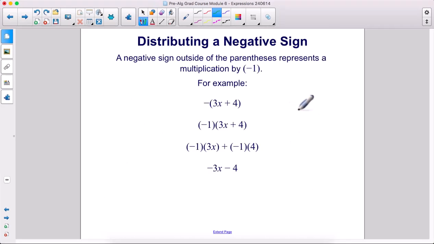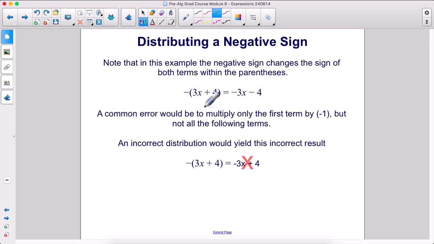Distributing a negative sign. A negative sign outside of the parentheses represents a multiplication by the number -1. For example, negative parentheses 3x plus 4 is the same thing as -1 times 3x plus 4. So we're going to distribute the -1 to each term here. -1 times 3x plus -1 times 4. So -1 times 3x is just -3x. Then we have -4 here, so plus negative 4 is the same thing as just minus 4.